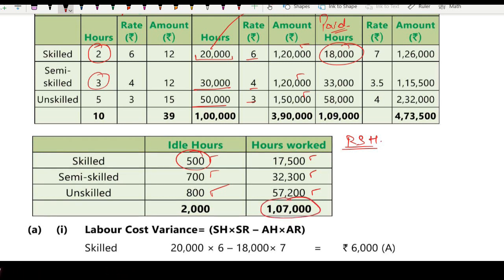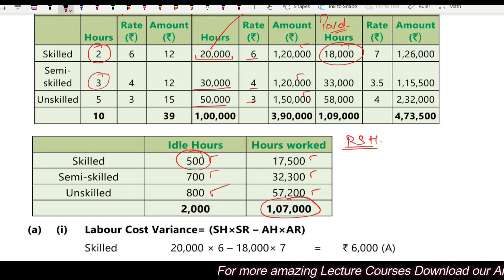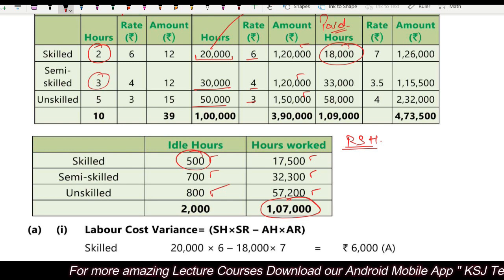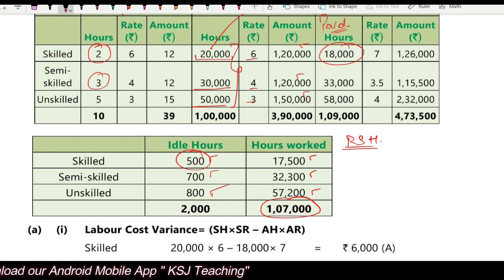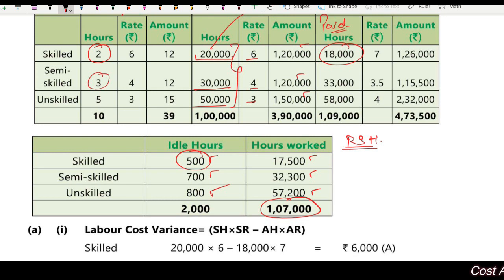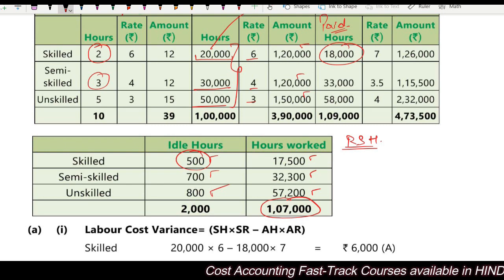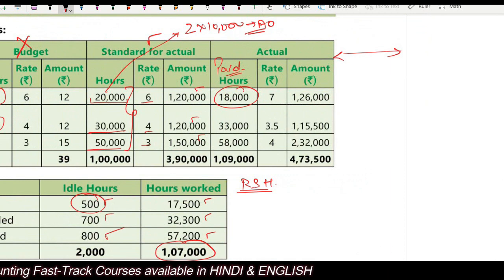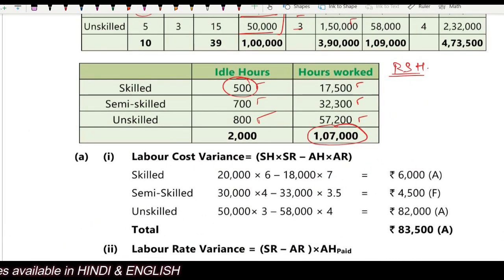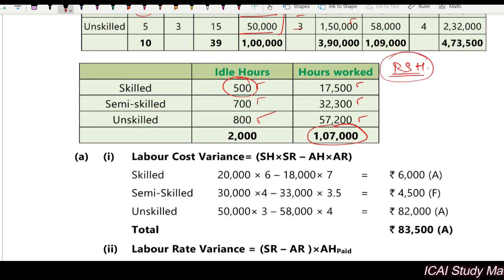That is what I told you at the very beginning of this lecture only. I told you that you will divide 1,07,000 in the standard ratio, right? You will divide 1,07,000 in this ratio, 20,000 is to 30,000 is to 50,000. So this is how you will calculate the revised standard hours. You can make a single table for all this, right? Here the institute had a space constraint, that is why they have prepared a separate table where they have taken the idle hours and the hours worked, right? You have to take the revised standard hours also.